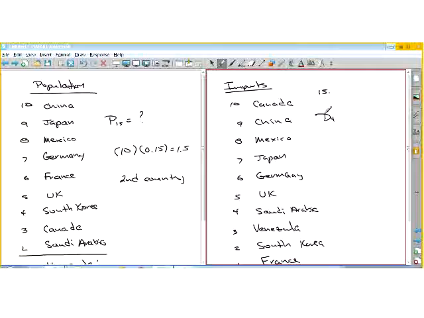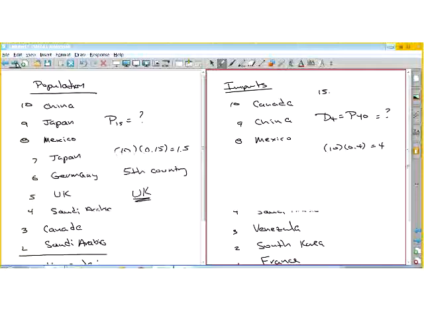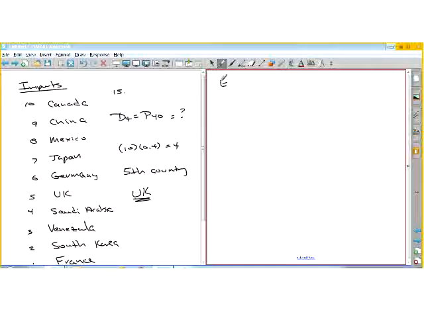Okay, so that's 15. And it says the fourth decile. So the fourth decile is the 40th percentile. So you take 10 times 0.4, which is 4, but you round up to the fifth. So it's the fifth country in the list from the bottom. So 1, 2, 3, 4, 5. And so you get the United Kingdom. That's the answer. Okay. Now we'll do exports.